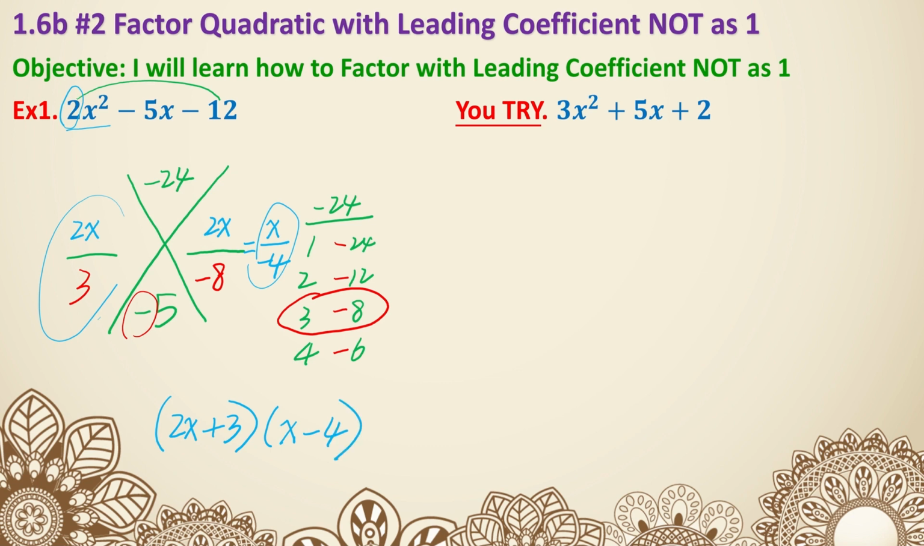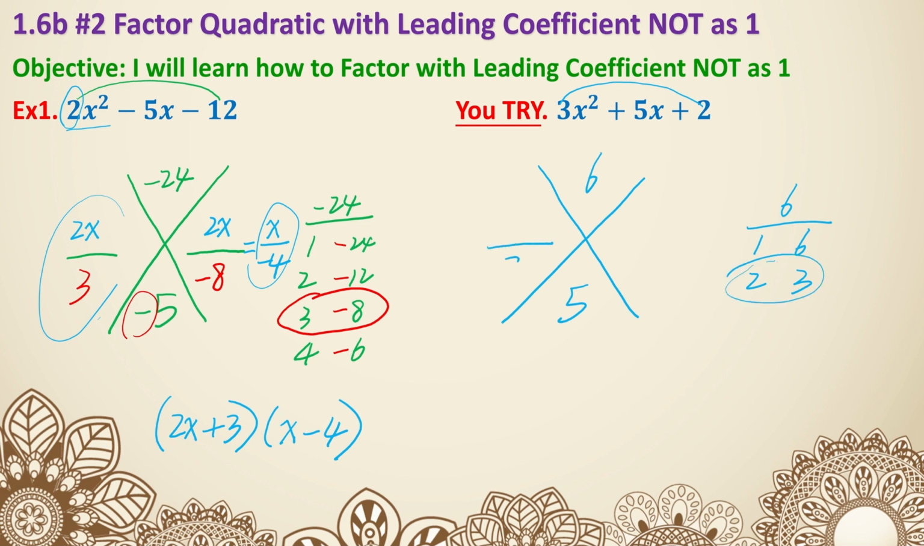Example 2, same thing. Set up. Top will be 3 times 2, which is a 6. The bottom would just be the middle number, which is a 5. We need two numbers to multiply and get 6. Well, we could have 1 and 6 or 2 and 3. And they also need to add up to a positive 5, so both numbers would just be positive. And there we go. That's our combination, 2 and 3.